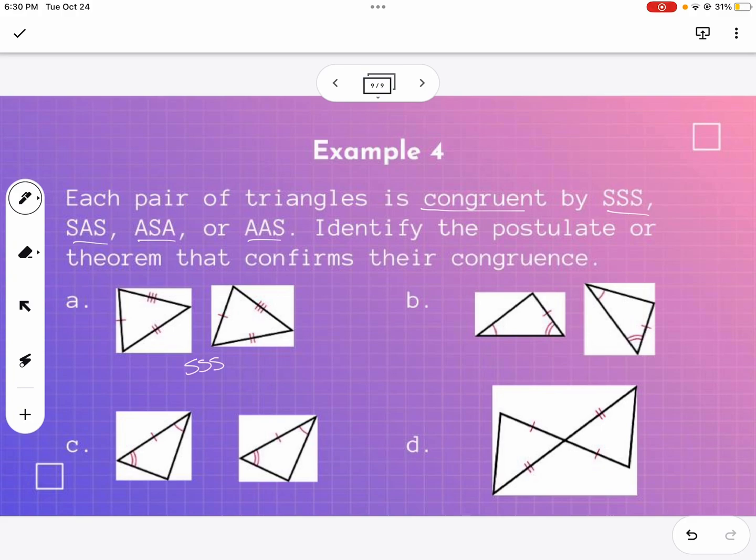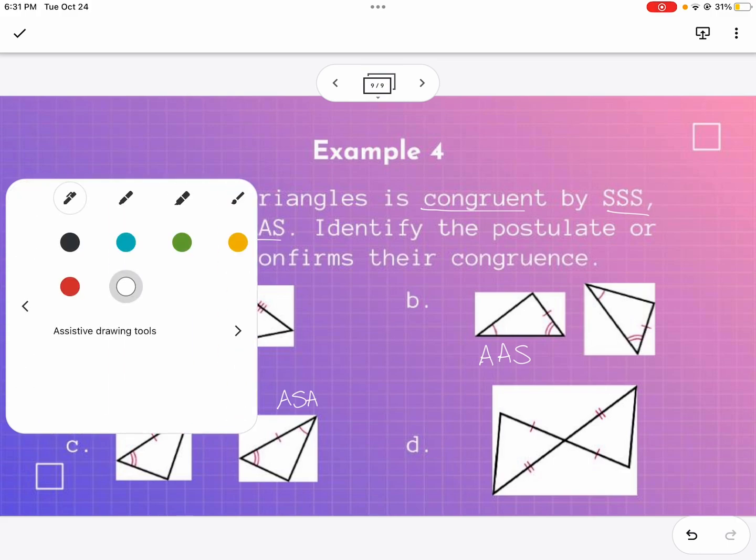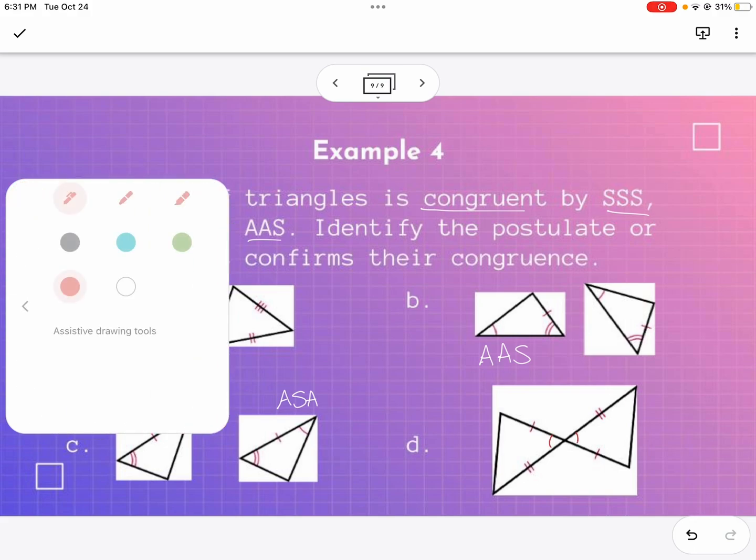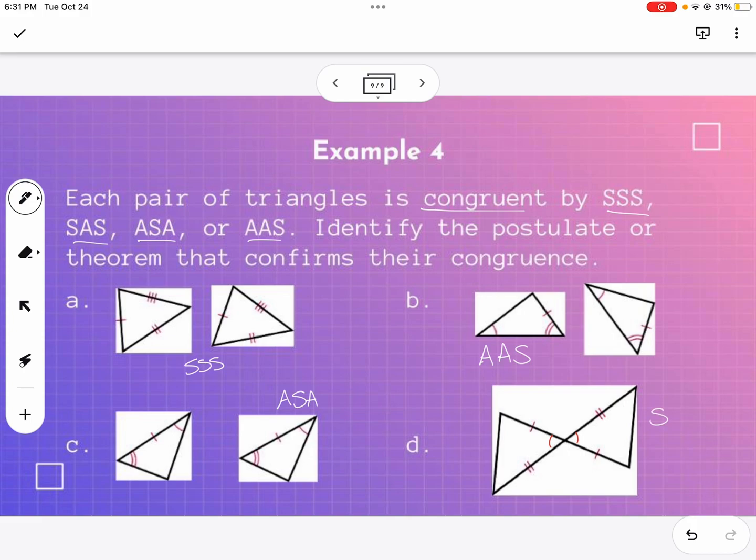For B, I see 2 pairs of congruent angles, 1 pair of congruent sides. Check where that side is. Well, it's not included, so this would be angle, angle, side. For C, I have 2 pairs of angles and 1 pair of sides. The side is included, so we're going to use angle, side, angle for that one. And lastly, this one we kind of have to stretch a little bit. I see 2 pairs of congruent sides. Because it's a bow tie shape, you know these angles are congruent. That's enough info for us to use side, angle, side.